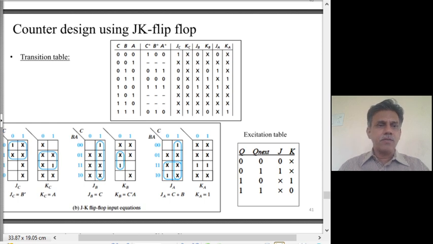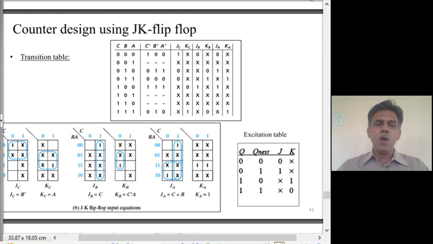In this lecture, we will discuss the design of sequential circuits using JK flip-flops. So, we will look at how, using the excitation table of the JK flip-flop, you can arrive at the required value of JK inputs of different flip-flops for a given state machine and then realize it and use it in a circuit.